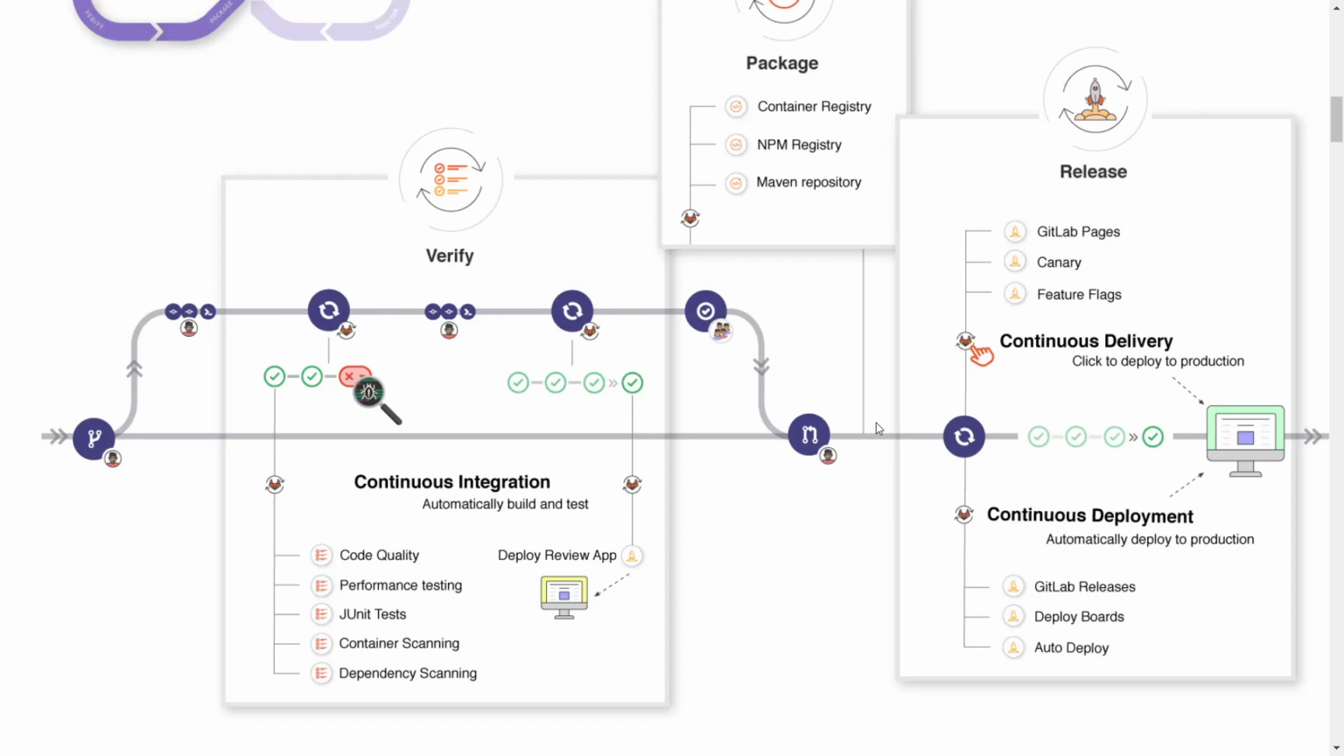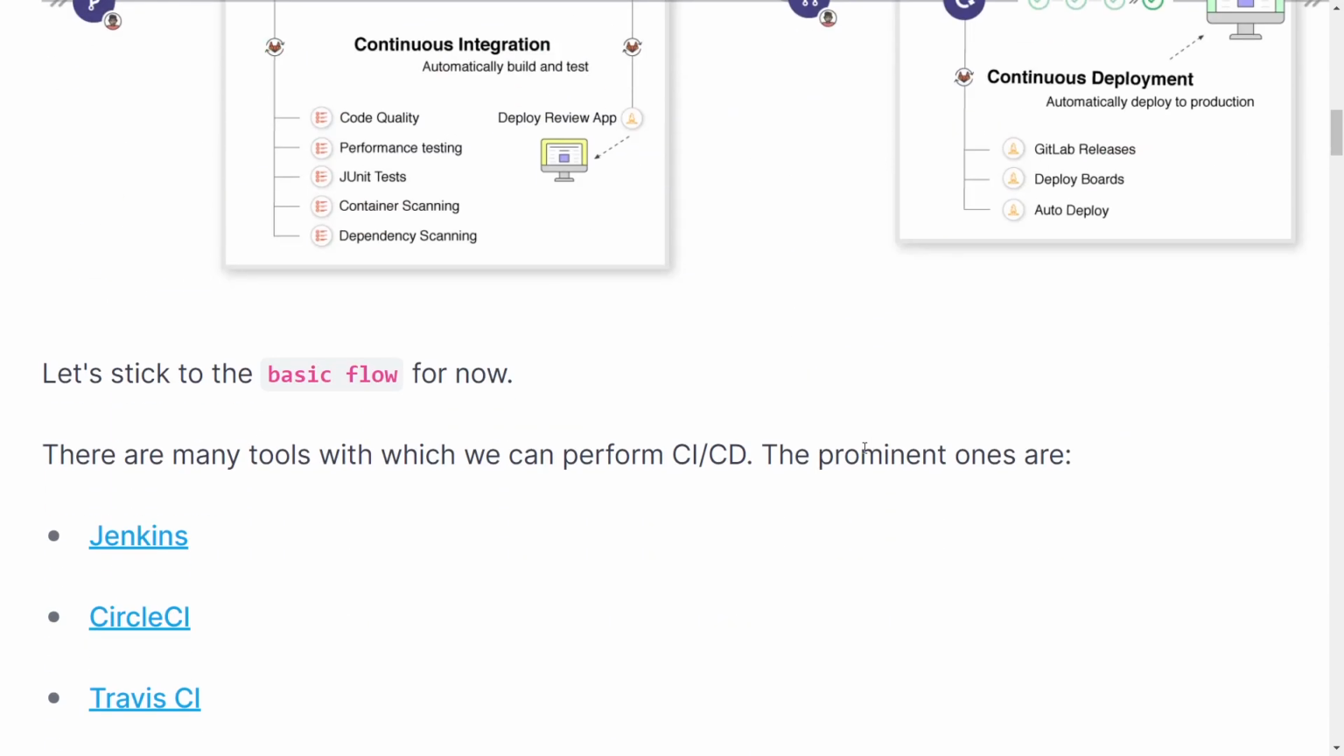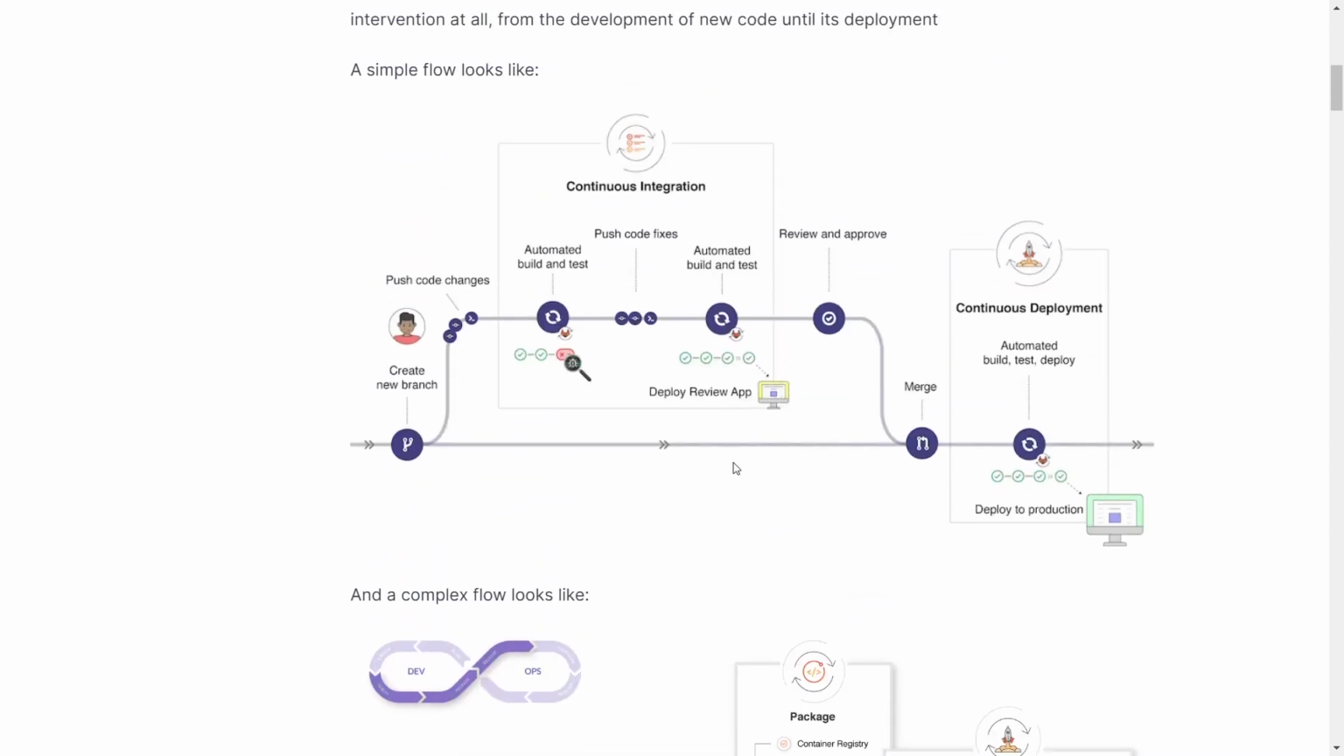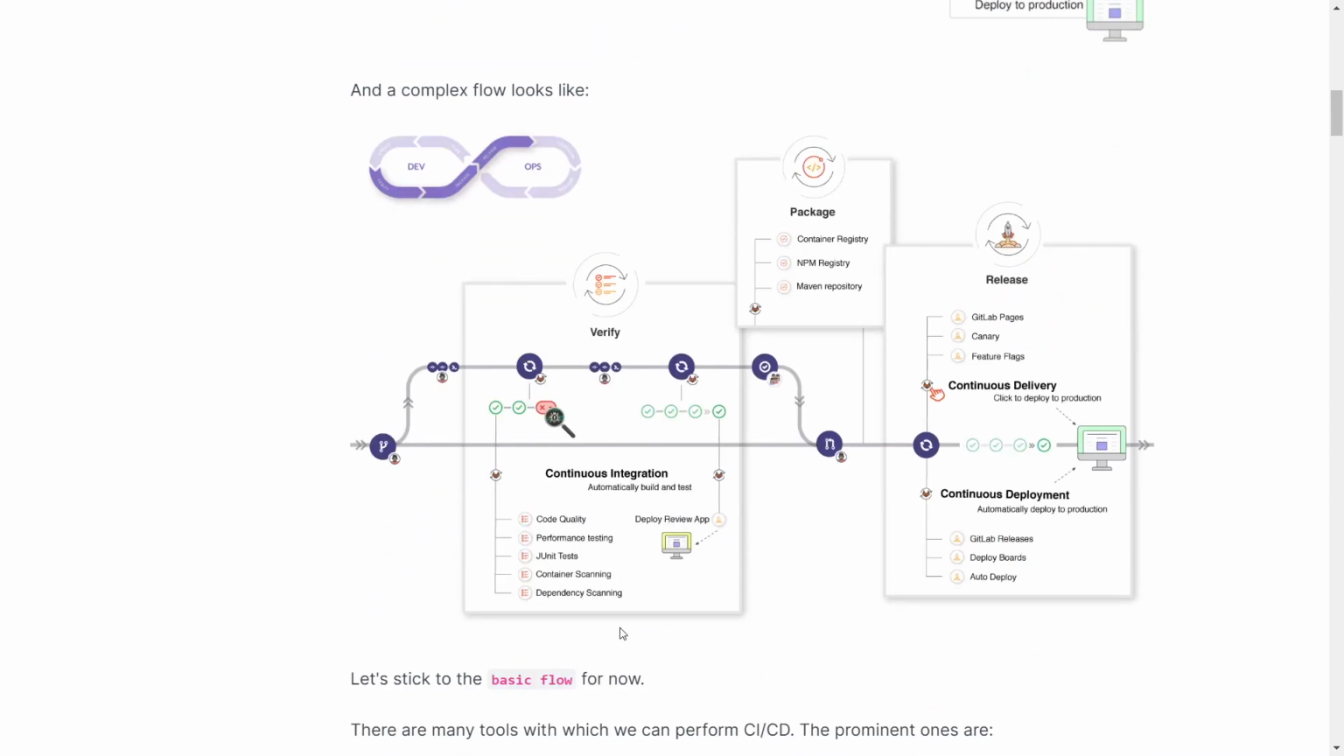In continuous delivery, you have to confirm to deploy the code or the app to production. However, in the case of continuous deployment, you automatically deploy things to production if it passes all the tests. For the basic flow, we'll be discussing the basic flow, not going into these much details.